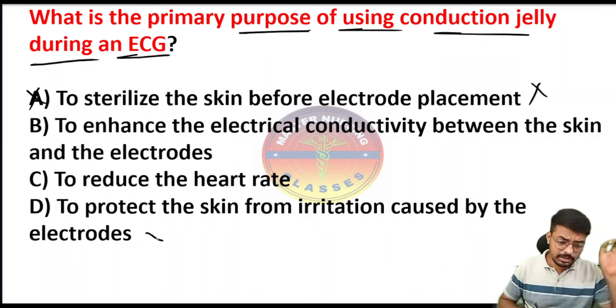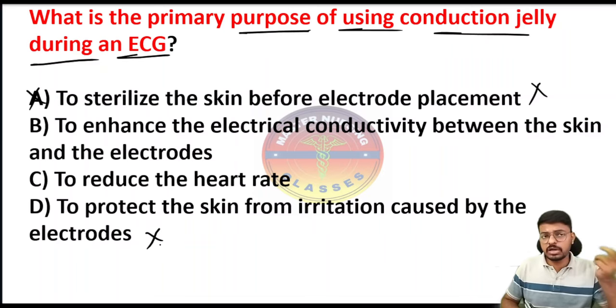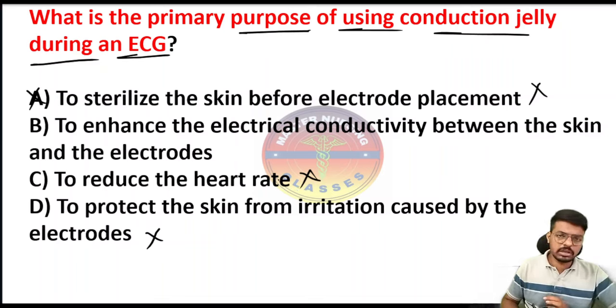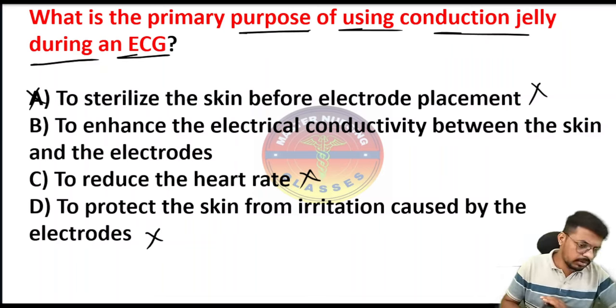So I am eliminating option B. There is no need of protection against irritation while applying the electrodes, so it is not our answer, and the conduction jelly is not used for reducing irritation. Then option C, to reduce the heart rate. No, it is not a correct answer.